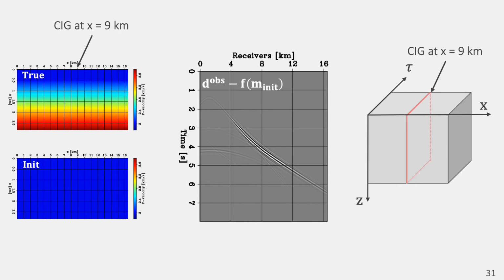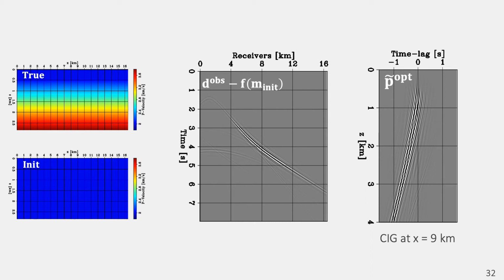And we extract the time lag common image gather from our p-tilde-opt at x equals 9 km. Not surprisingly, we can see that the diving wave event has been mapped into p-tilde-opt away from the physical axis, shown in green on the right panel. And as we go deeper into the section, the kinematic error accumulates and the event is mapped further and further away from the physical axis, as indicated by the pink arrows.